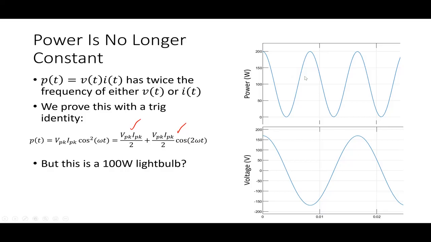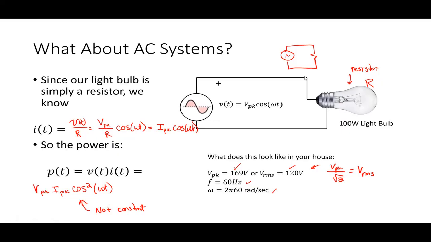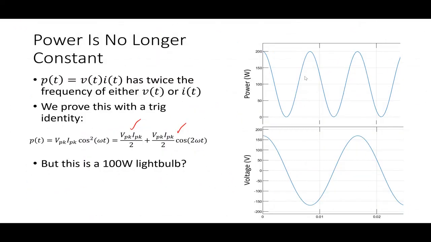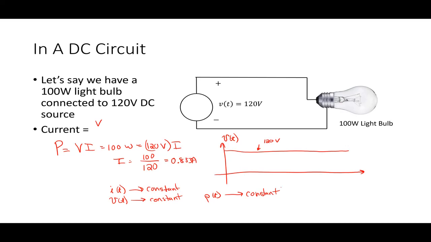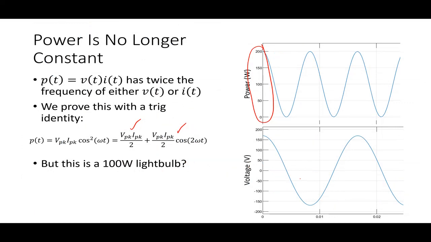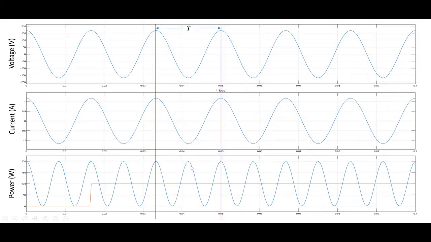Now, I set this up assuming I was looking at a 100-watt light bulb, and I am. All right. The thing is, if I look at this, I see that I'm running through many different power values with this light bulb, not just one value. So when I have my DC system, I always had 100 watts going into that light bulb. But when I have my AC system, I see that the power is actually fluctuating or pulsating between 200 and 0. So why do we call it a 100-watt light bulb?